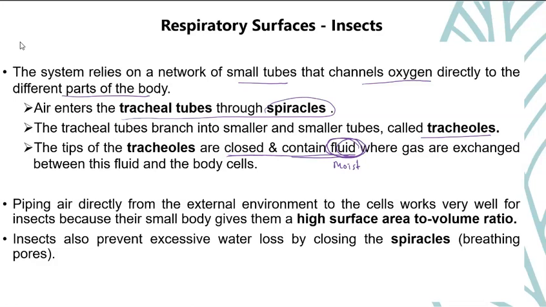Oxygen cannot simply diffuse. The respiratory gas must be dissolved and then diffuse, so the tube must have fluid. So air is piped directly from the external environment through the spiracles into the tubes, from the trachea and tracheoles into each individual body cell. This works very well for insects because their small body gives them a high surface area to volume ratio. Insects also prevent excessive water loss by closing the spiracles, which are the breathing openings, in order to conserve water.